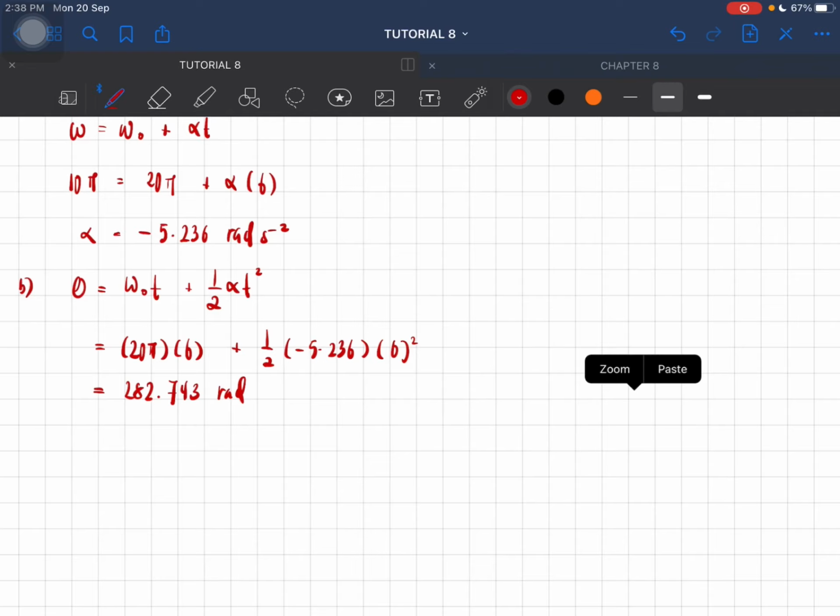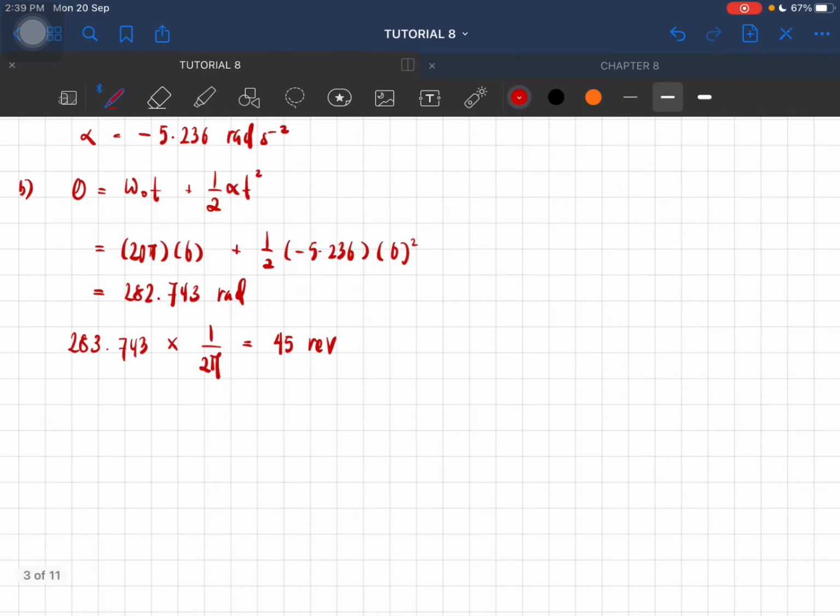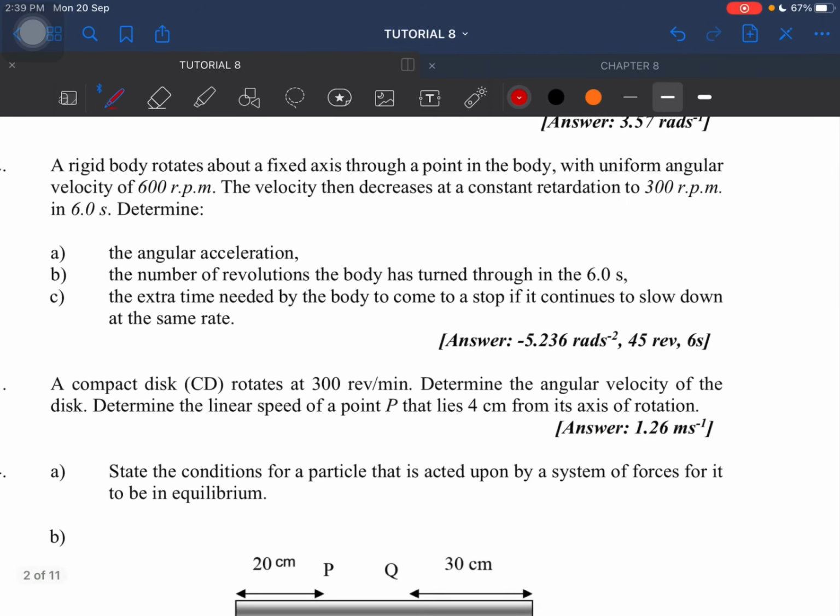Okay, so that is the angular displacement, but then we have to convert this into revolutions because it asks in terms of revolutions. So one revolution is equal to 2 pi radian. So we are gonna multiply it by 1 over 2 pi to get it in revolutions. So this is 45 revolutions.